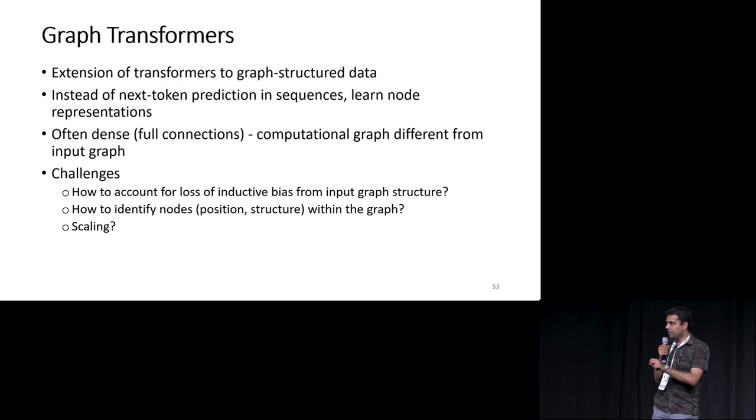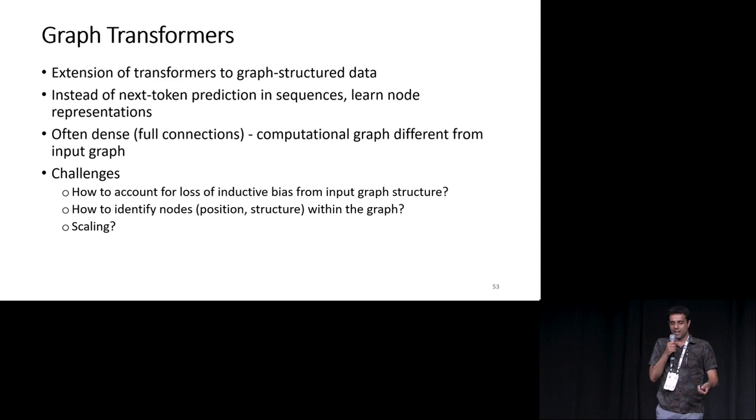you typically have a computation graph that is different from the input graph structure, right? So in the GNN world, you did message passing precisely along the edges of the input graph of your data set. But here, you typically have a computational graph that is divorced from that. Often, the most common case is where you actually connect all pairs of nodes. Okay, so this brings some advantages, but also brings challenges, right?